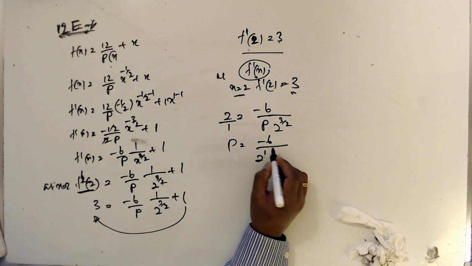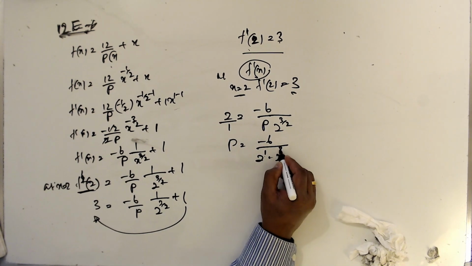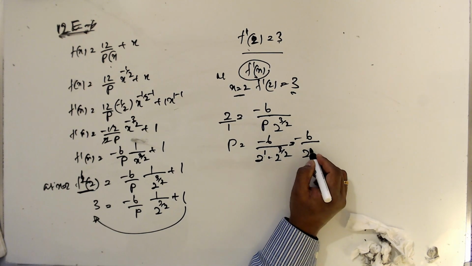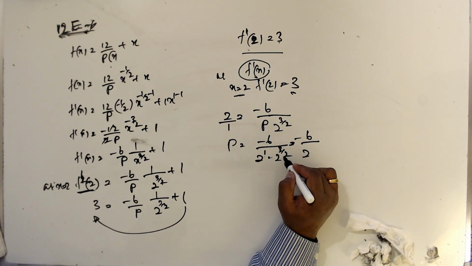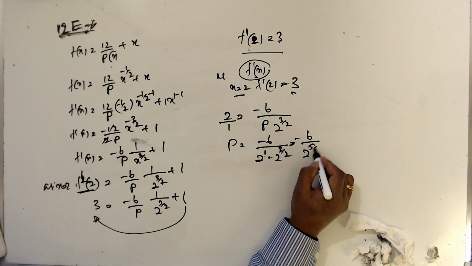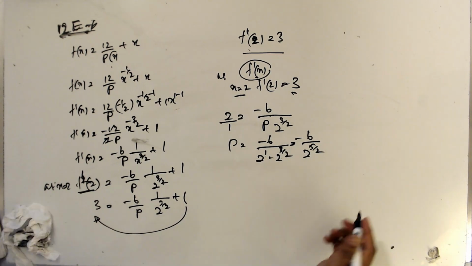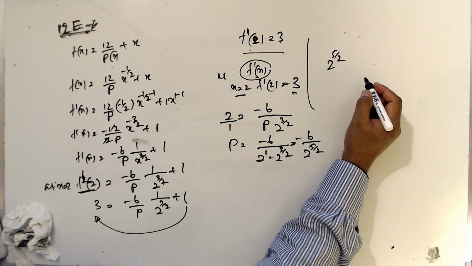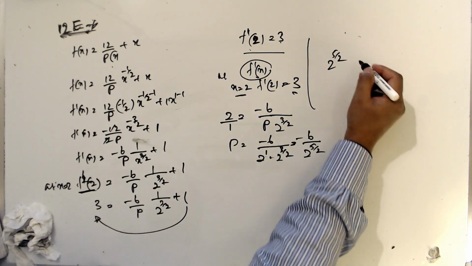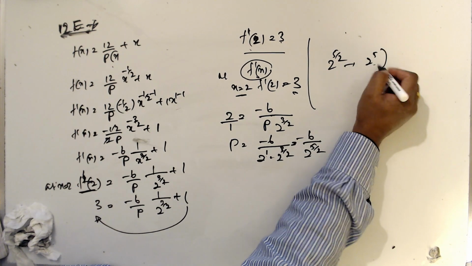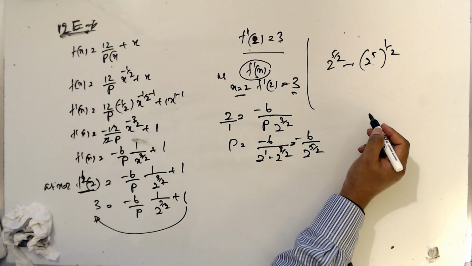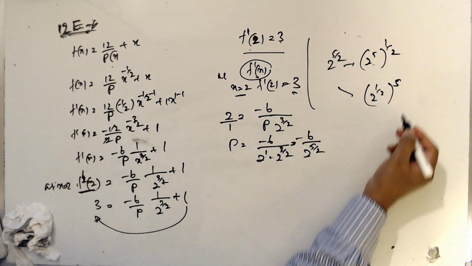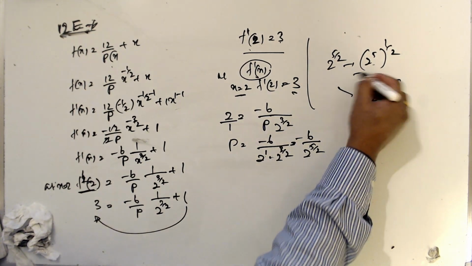2 to the power 1 times 2 to the power 3 over 2. So minus 6 times 2 to the power, this is going to be 3 over 2 plus 1, 5 over 2. This 2 to the power 5 over 2 we can solve two ways. One is 2 to the power 5 half, still this will give 4. Or 2 to the power half times 5. I think this is much better.